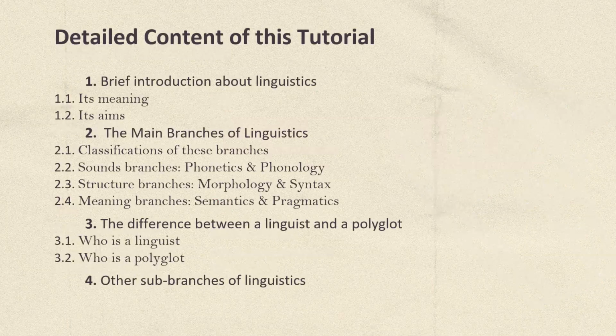Okay, this is the detailed content. We will study linguistics, its meaning, and its aims. What are the aims of linguistics, of this scientific study? Then we will have the main branches of linguistics, the classifications of these branches. We have 3 classifications. I think we mentioned them before: sound, structure, and meaning. Then we will discuss the difference between a linguist and a polyglot. Who is a polyglot and who is a linguist? After that, we will see some sub-branches of linguistics.